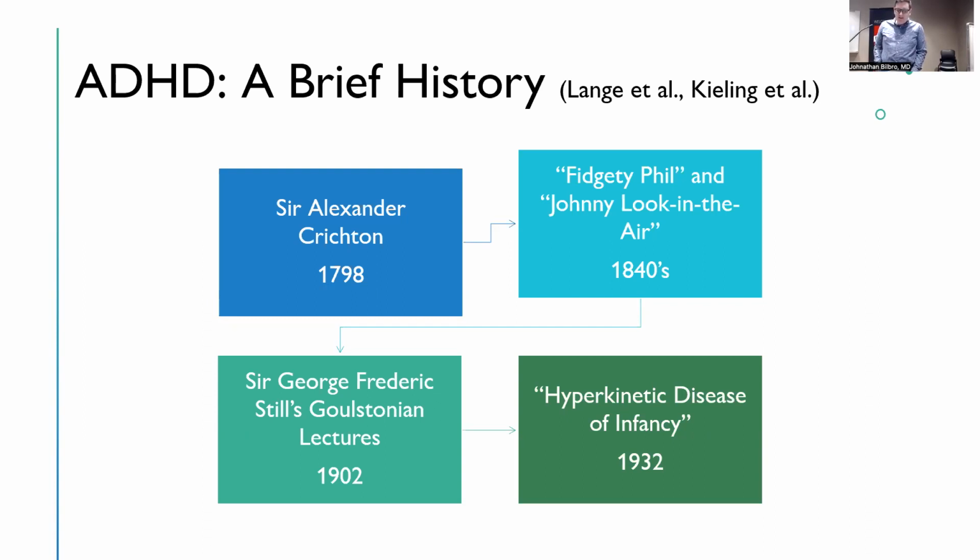This book actually has gone on to have like hundreds of editions, I believe, and has sold a lot of copies. But anyhow, in the first edition that he wrote way back in the 1840s, he had a story about a young boy that was referred to as Fidgety Phil.